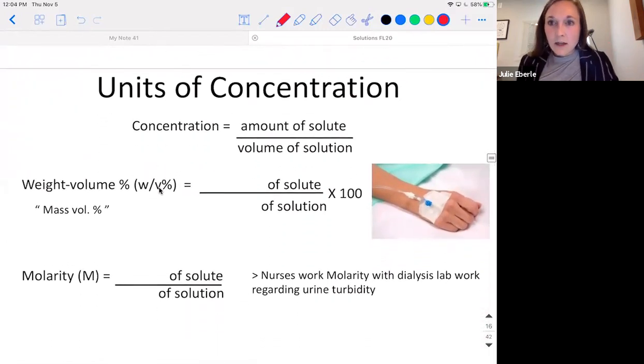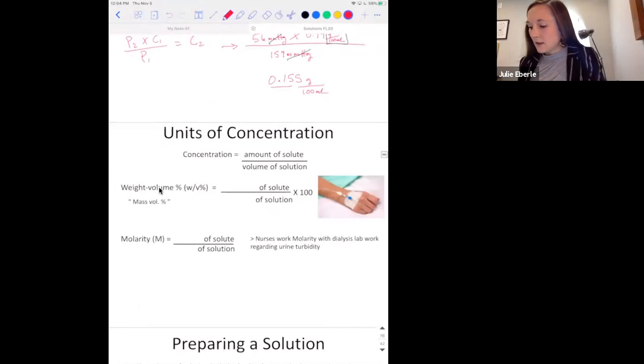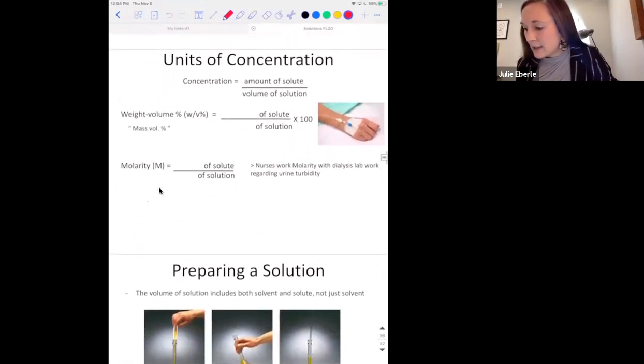All right. We're going to pick up with units of concentration on Tuesday. I was really hoping to get further, but we'll pick up here on Tuesday.